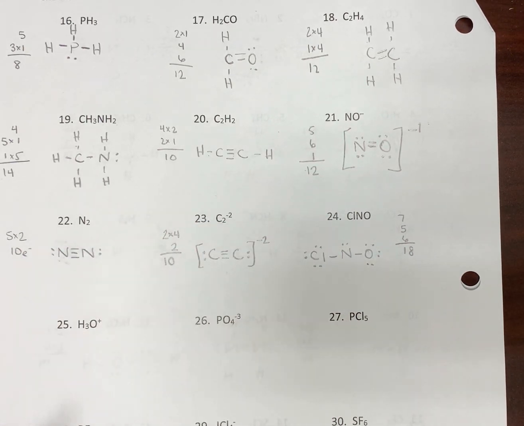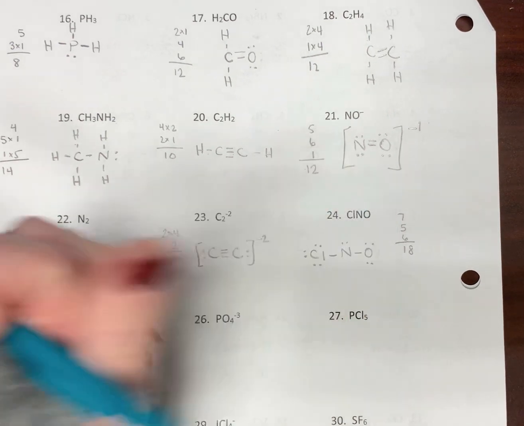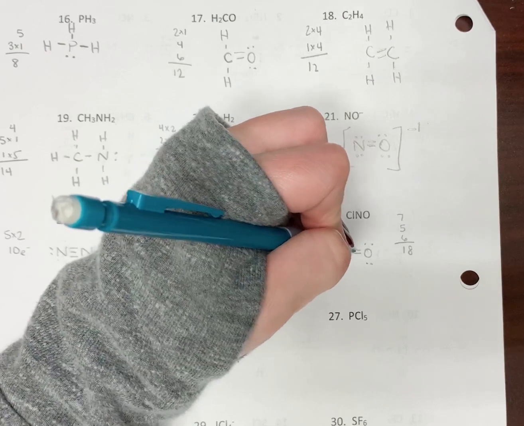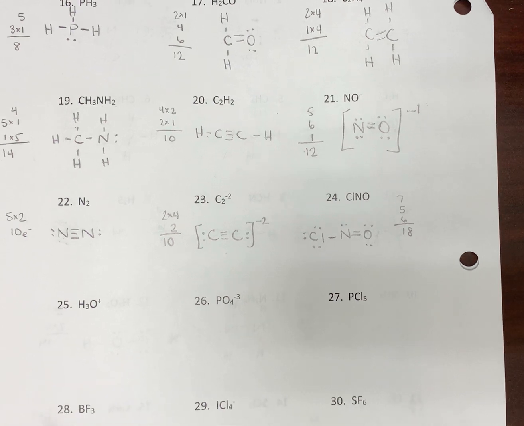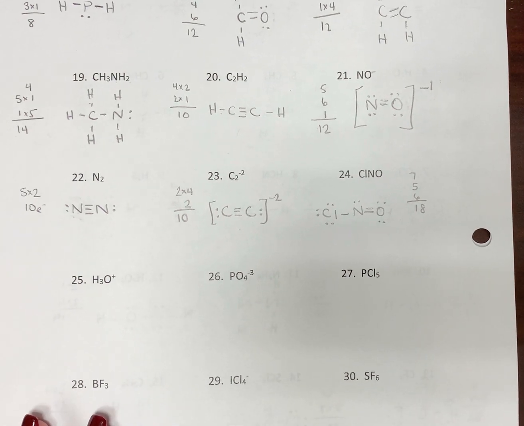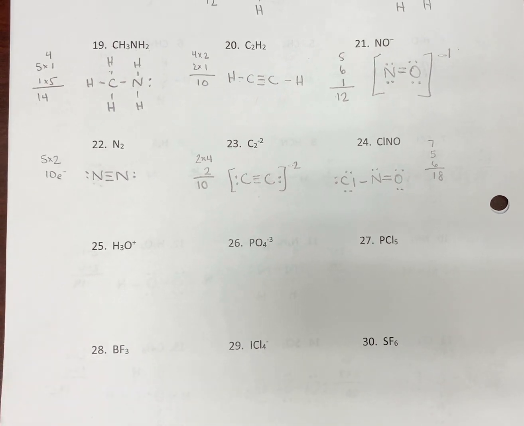Now, depending on how you do this, and again, I haven't told you why, draw me a valid Lewis structure. If you put your double bond in a different place, as long as it's valid, it will be okay. We'll talk about why one is better than another later.